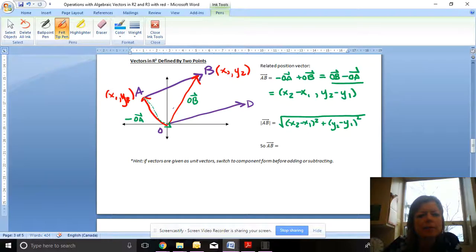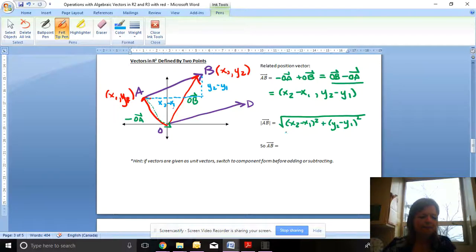So visually I can show this. Really, it's just the Pythagorean theorem, where this distance here is the change in the x values, so x2 minus x1, and this distance here is just the change in the y values. So this really is just the Pythagorean theorem, where you're getting the magnitude of AB. Again, that's the distance formula from grade 10.